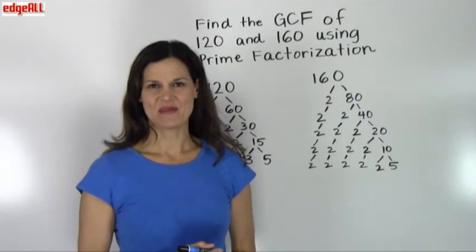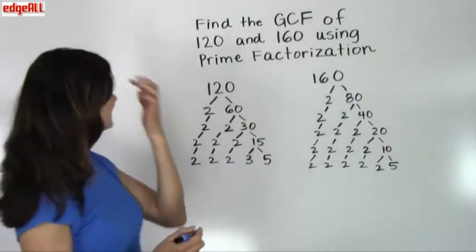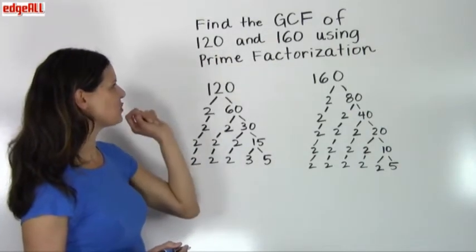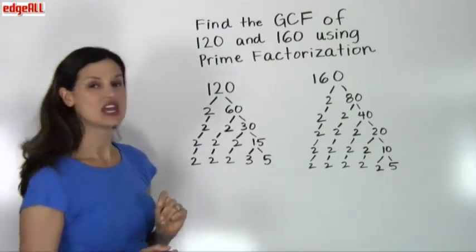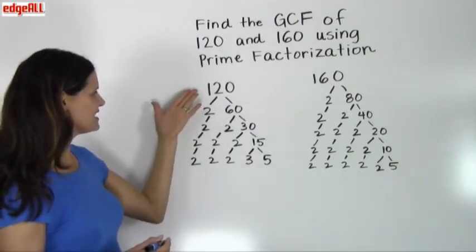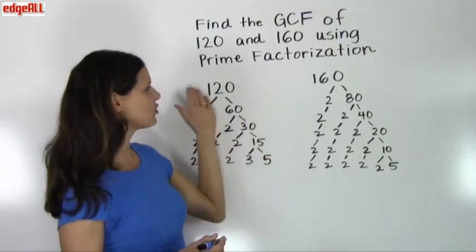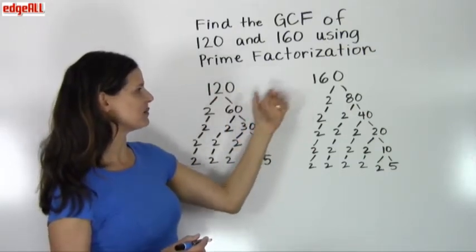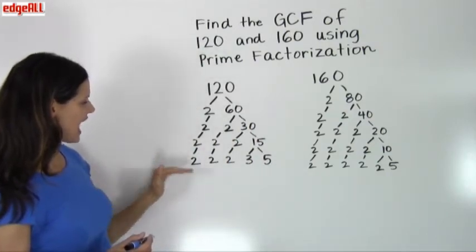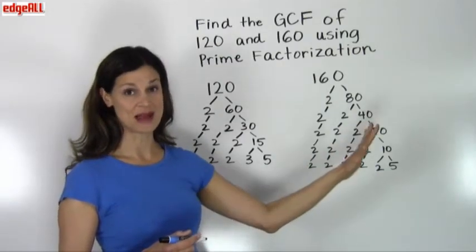Let's look at an example of finding the greatest common factor using prime factorization. We are asked to find the greatest common factor of 120 and 160 using prime factorization. So what I have here is my two numbers, 120 and 160. And the greatest common factor of two numbers can be found by finding the prime factorization and then looking at the prime numbers that are shared by both numbers.